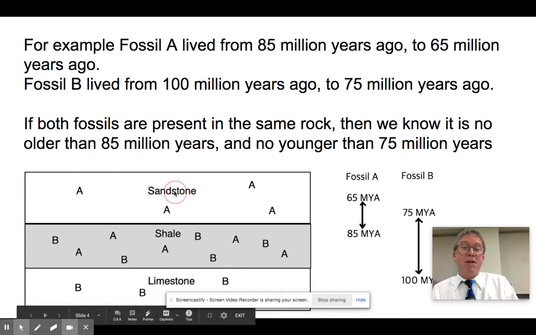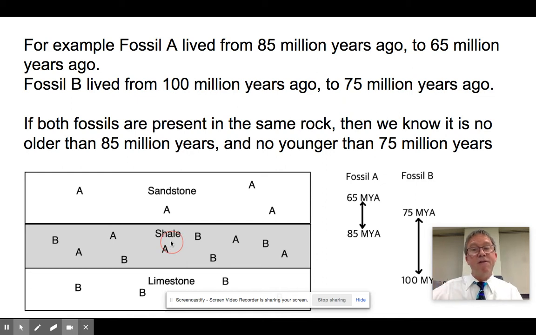And remember, a sandstone means it was a beach. Shale means it was offshore mud being deposited. Limestone means it was clear water reef. So we know when these situations were occurring in this particular locality.